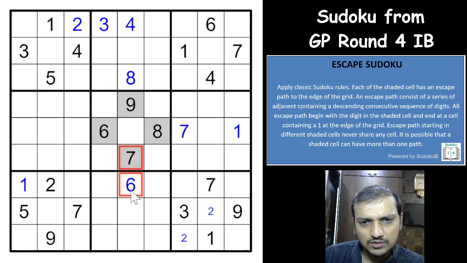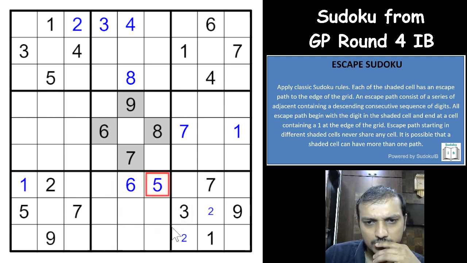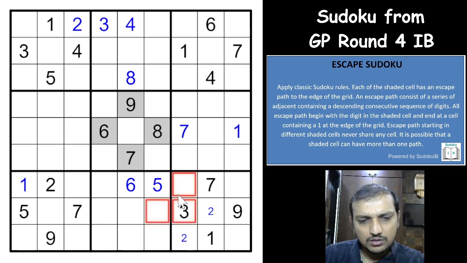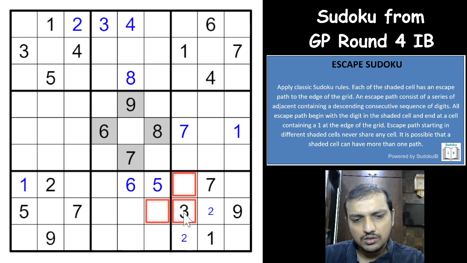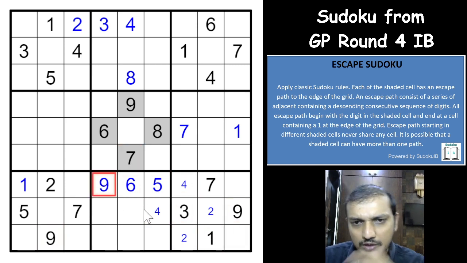Okay, this is 7, this is 6. The 5 cannot be here because this is the end path. So 5, 4, 3, 2, 1. It is not possible. So this cell would have to be a 5. 4 can be anyway, right? 4 can be anyway, and then 2 can be anyway, and this is 1. We have done this path already, most probably. This is 9, this is 9 here, so this cell would have to be a 9.